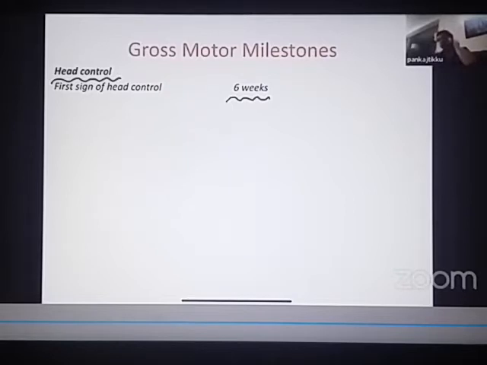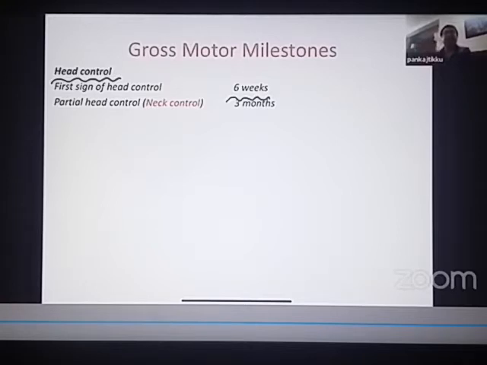Now the tone starts improving. And when the tone starts improving, next is when the partial head control is achieved. Now he is able to support his head above the surface. But what happens is the head is not static. So the head keeps on wobbling like this. Some amount of wobbling of the head like this.